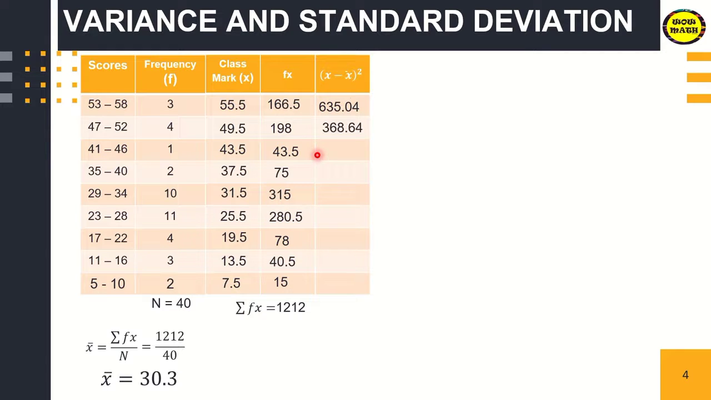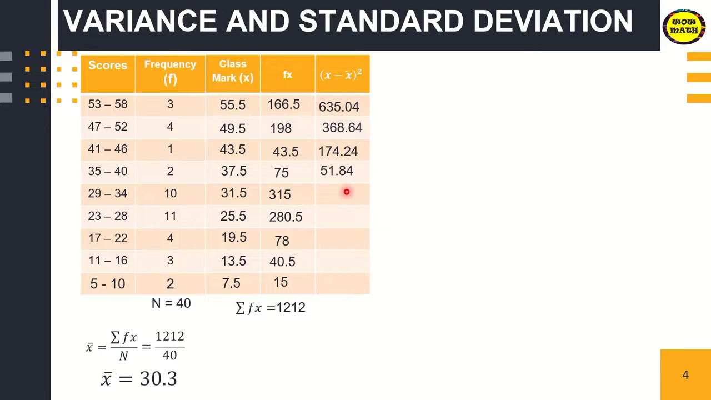Then, kapag in-squared natin si 19.2, that is 368.64. Same with the third row. So, 43.5 minus 30.3, that is 13.2. Then, pag in-squared natin yan, that will become 174.24. Same with fourth row. So, 37.5 minus 30.3, that is 7.2. And 7.2 squared, that is 51.84.